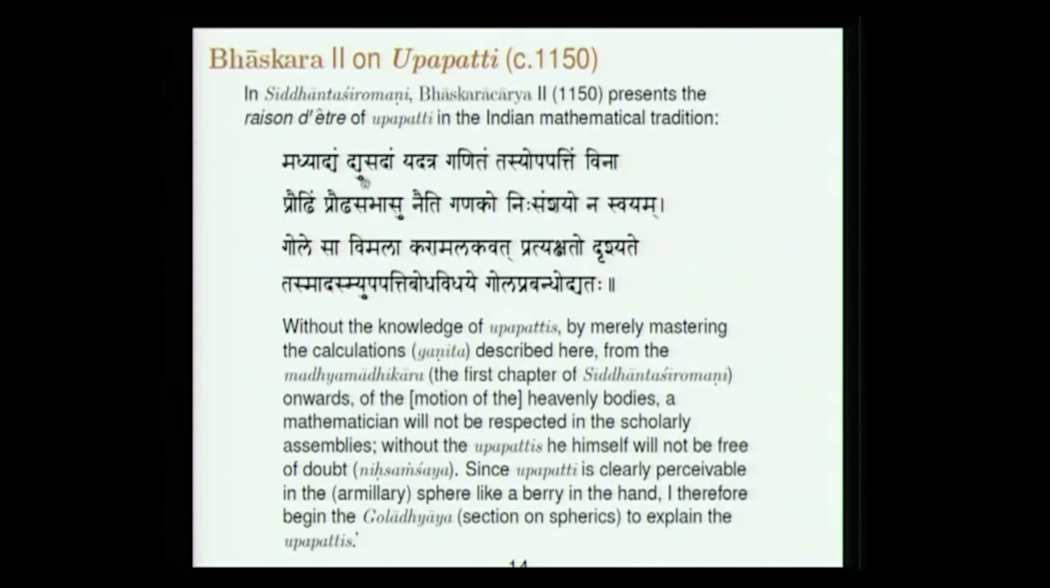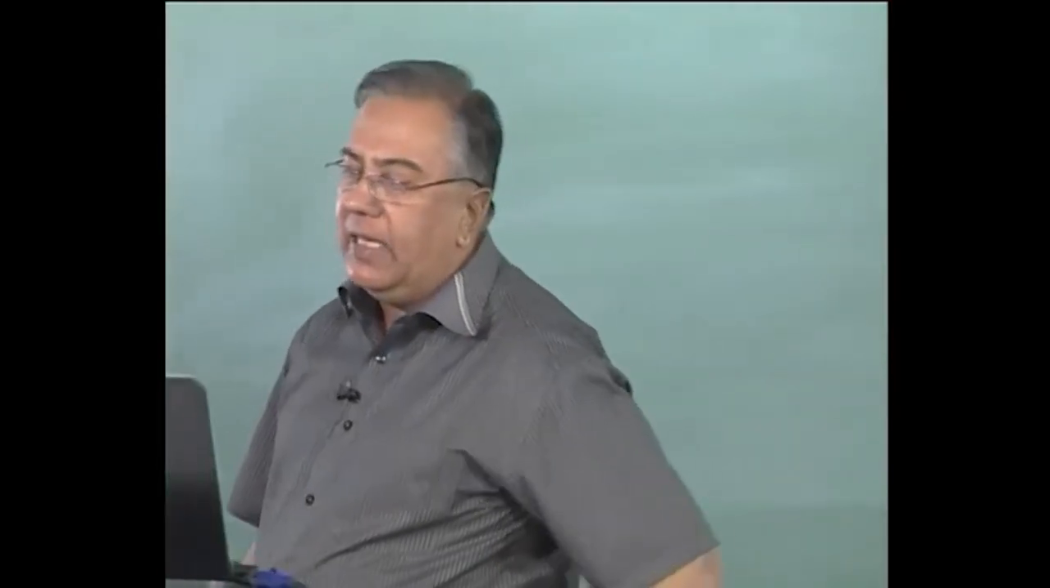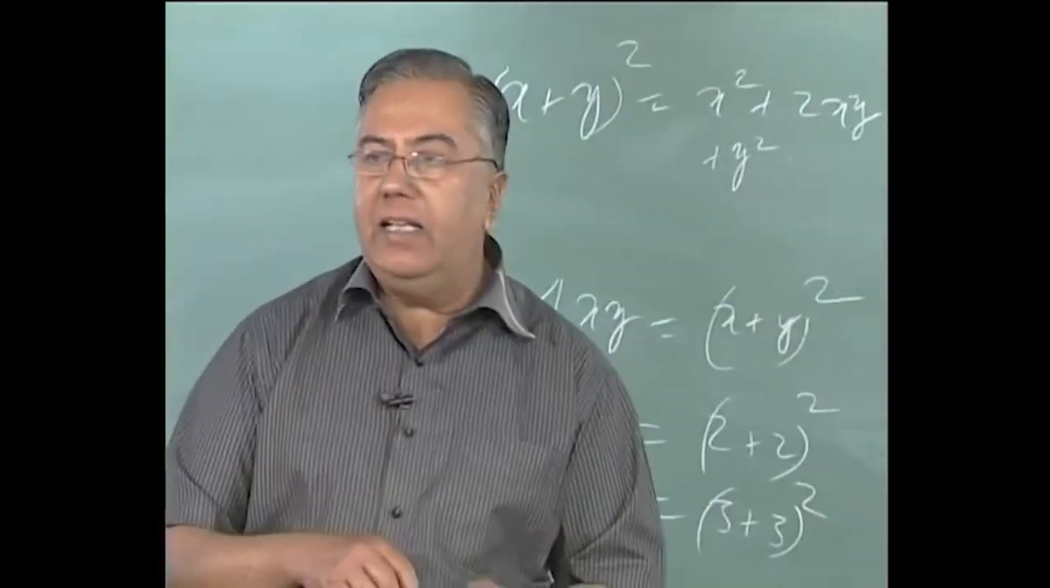So, this verse: madhyadhyam, jyusadam, yadatra ganitam, tasya upapattim vina, praudhim, praudha sabhasu naiti ganakaha, nisamshayona swayam. I quoted this in the introductory lecture also. Whatever has been discussed in this graha ganita section of astronomy, starting from the madhyamadhikara, the first chapter of the graha ganita section, without proofs, without upapatti, a mathematician will not be considered a scholarly mathematician in an assembly of scholarly mathematicians. Nisamshayona swayam, he will not be free of doubts about the methods, procedures and results he is dealing with. So, these are the two kinds of handicaps that somebody who does not know proofs will automatically face.